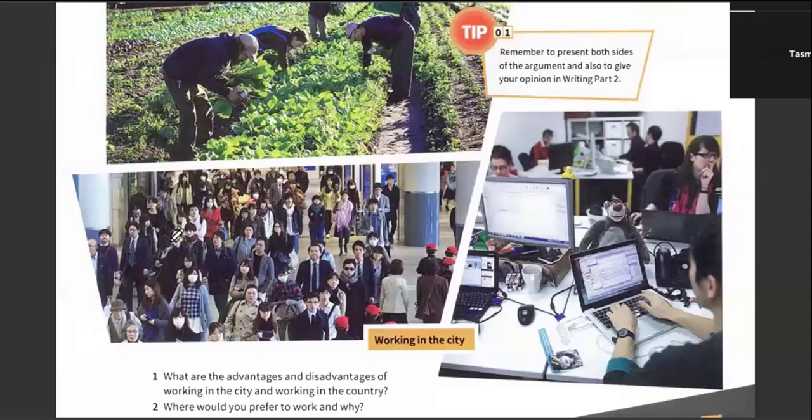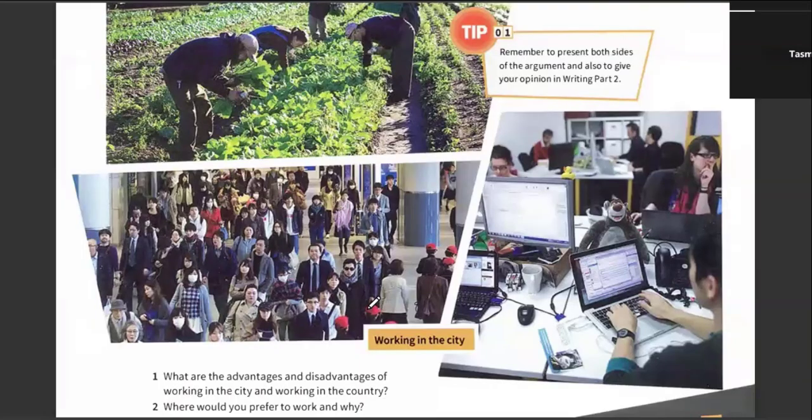Yes, miss. Okay, go on with number one. What are the advantages and disadvantages of working in the city and working in the country? Generally, working in a city offers a wider range of advantages like job opportunities. Then there is better access to needs such as healthcare facilities, shops, restaurants, etc. People get good access to public transportation like buses, trains, trams, etc., even if you don't own your personal car.